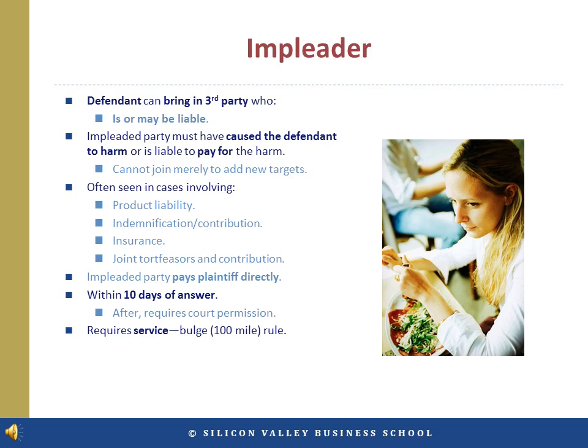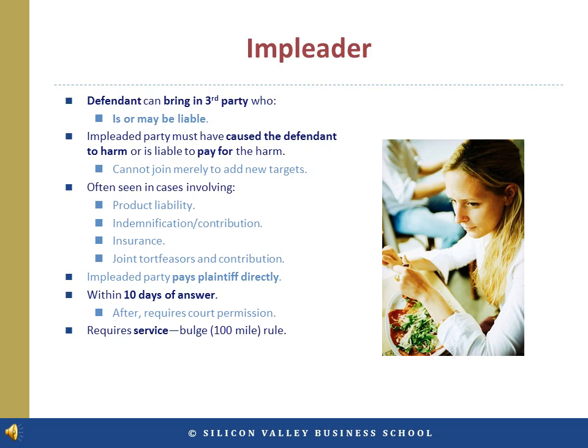An impleader involves a defendant joining a third party as co-defendant. The third party can be joined if they're liable or may be liable to the plaintiff for the harm caused. An example is a restaurant that's sued by a customer for food poisoning that joins the third-party supplier of the poisoned food into the case. Via the defendant restaurant, the impleaded food supplier has caused the harm to the plaintiff, is liable directly to the plaintiff, and in fact pays the plaintiff directly when judgment is served by the court.